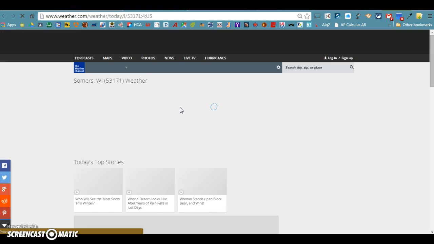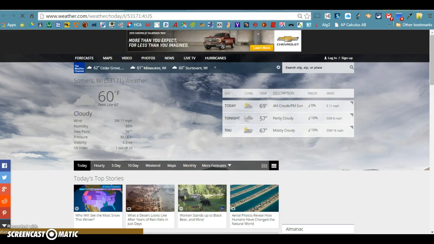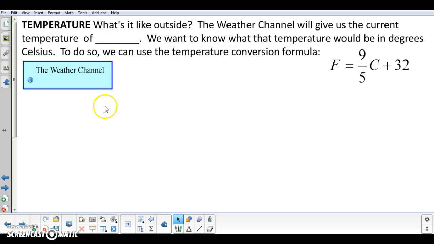Pulling it up here, Somers weather right now feels like 60 degrees. Not bad for November 4th, I would say. So we'll just throw that in here. We got that it's 60 degrees out right now. Pretty amazing. Usually when we do this lesson, it's much, much colder.